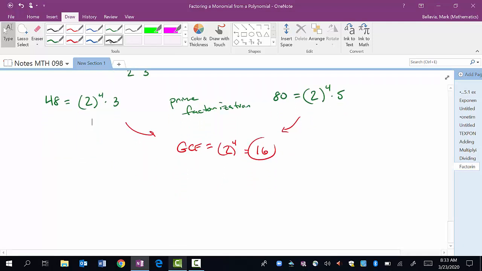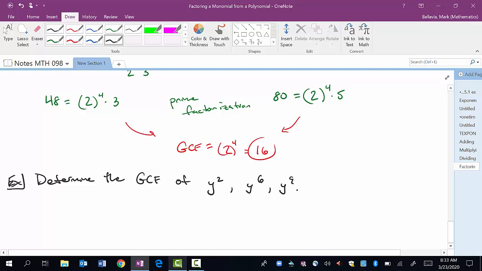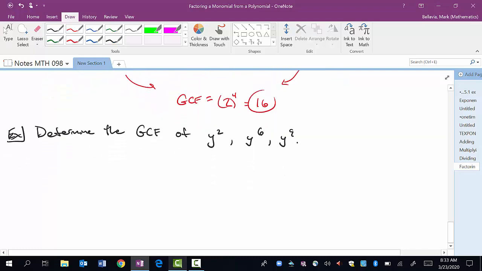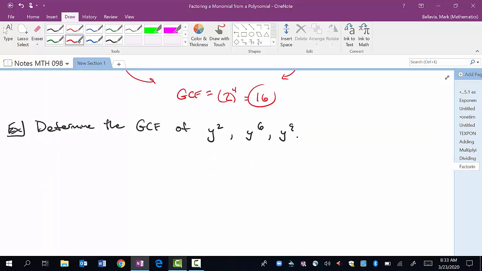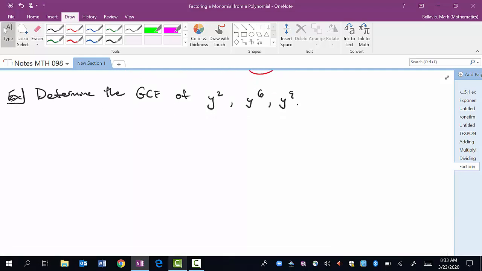Let's do another example here. If I said to determine the GCF of y to the 2nd power, y to the 6th power, and y to the 9th. Now, it might be obvious to you, it might not. Remember, for variables, the way it works is that the factors for each variable are 1 and then all the powers up until that highest power you see.